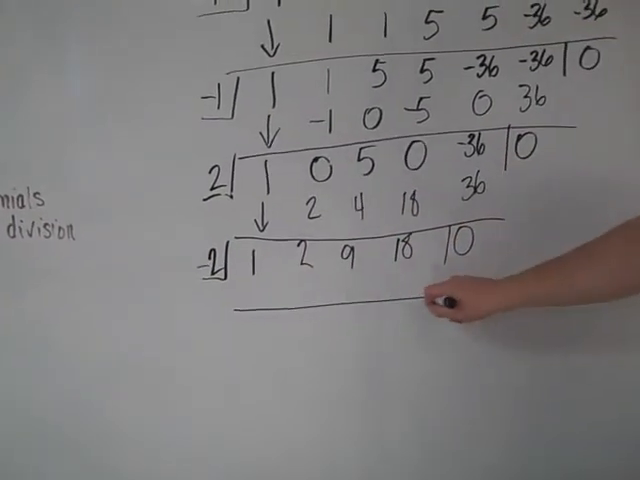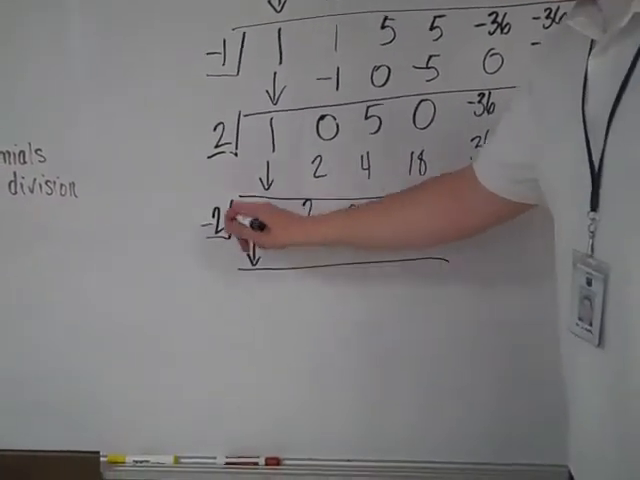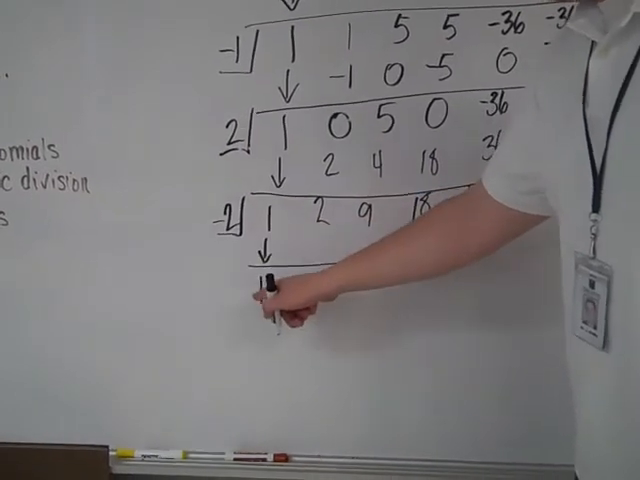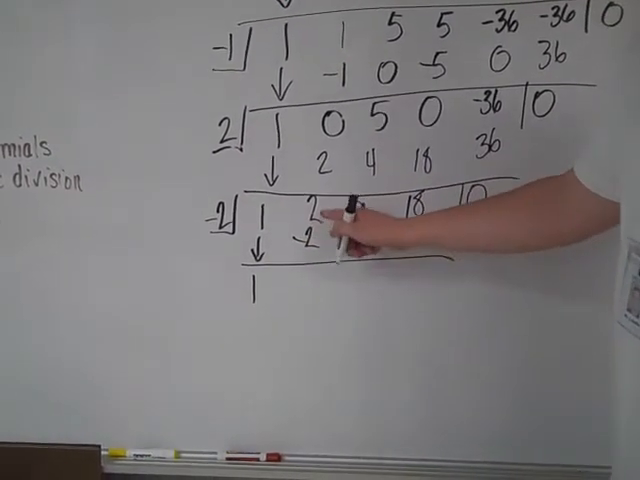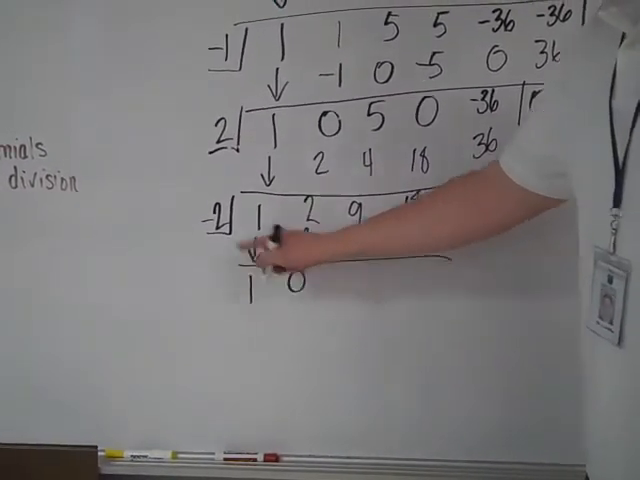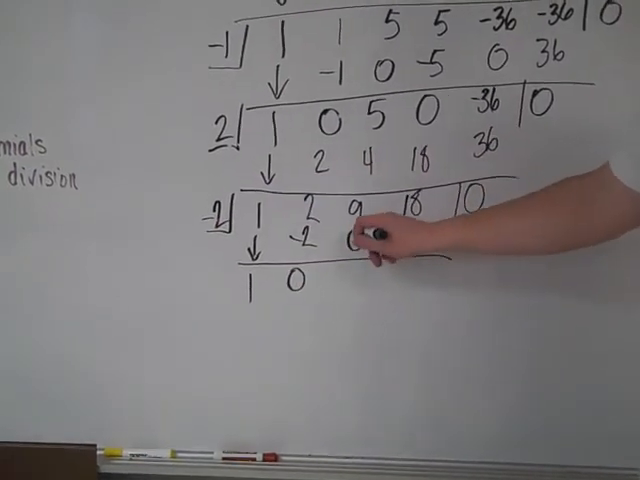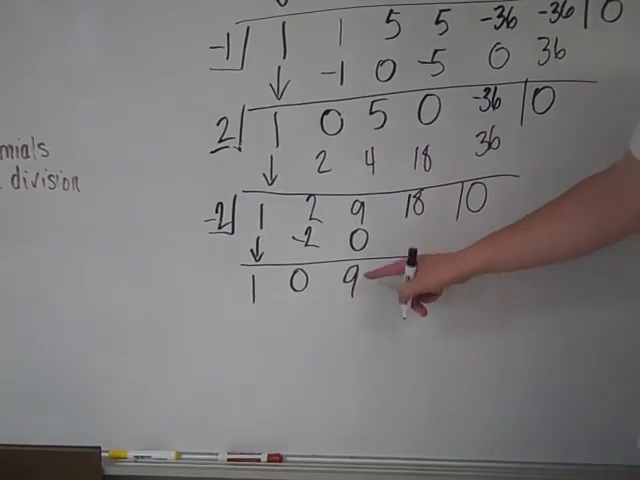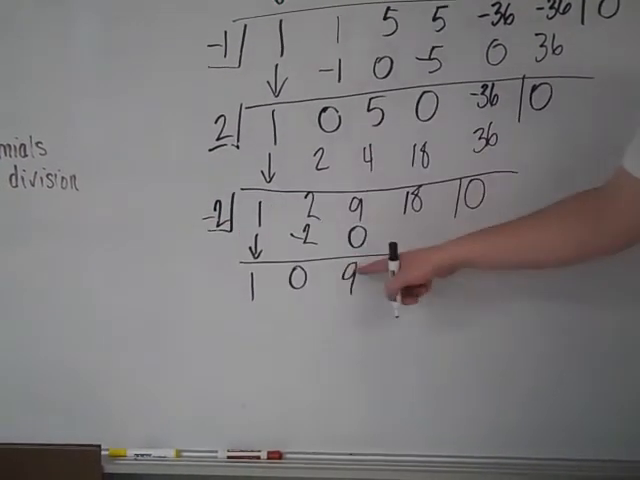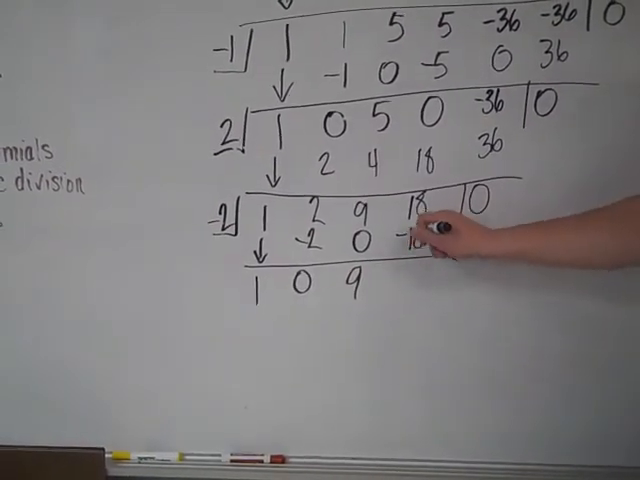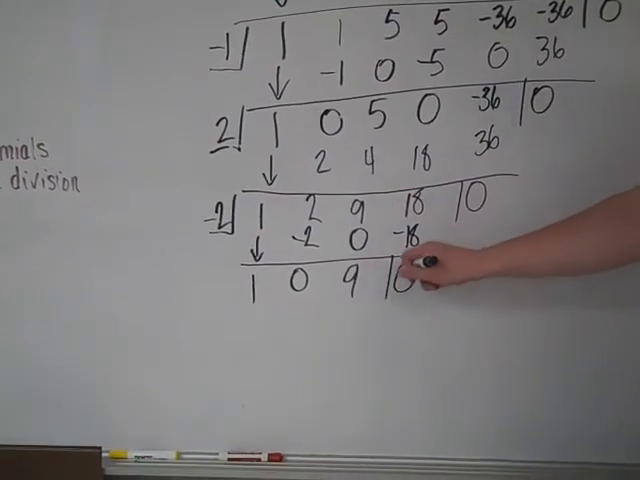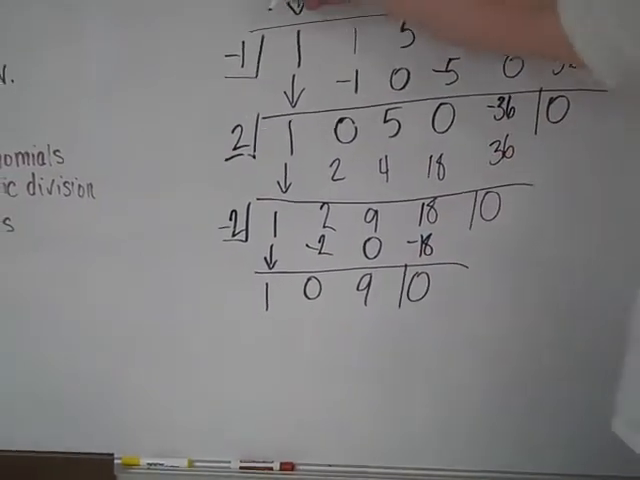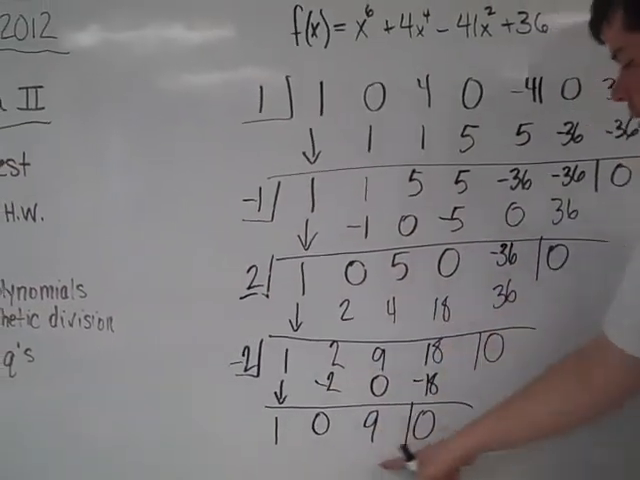When I try negative 2, bring my first term down, and I have negative 2 times 1 is negative 2. Add these together, I get 0. Negative 2 times 0 is 0. Add these together, and I can already tell I'm going to like what I see here in a second. I get 9. Negative 2 times 9 is negative 18. And when I add this, I get 0. Now I have 4 roots right here in a quadratic.